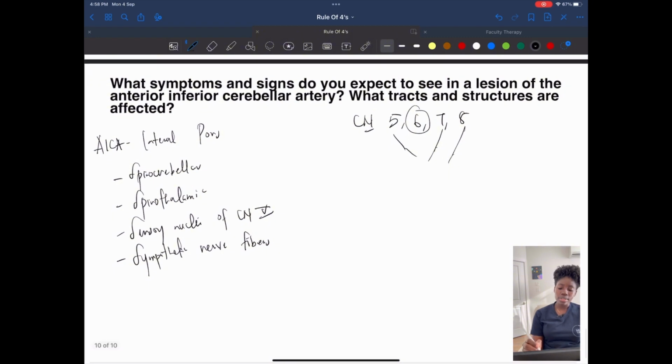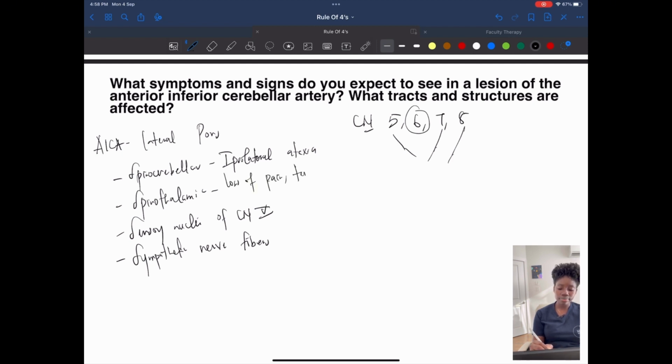lesion of the ICA. So now let's bring all of that together to find symptoms and signs. A patient that has a stroke in the ICA will have these possible symptoms. In the spinocerebellar tract, they would have ipsilateral ataxia. All right. Spinothalamic, they would have loss of pain and temperature sensation. Will this be ipsilateral or contralateral? This would be contralateral, right? Contralaterally.